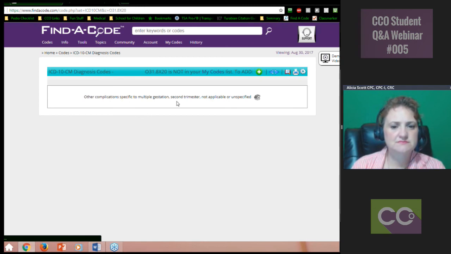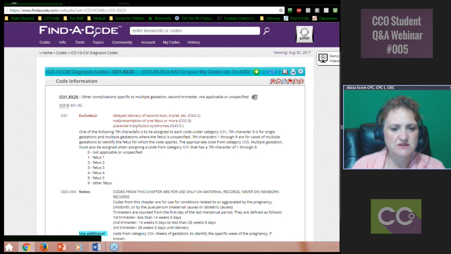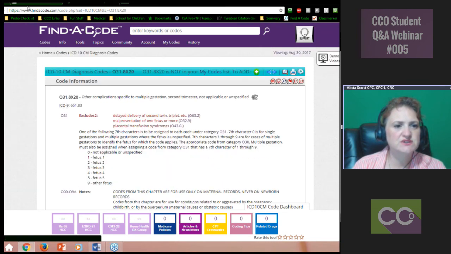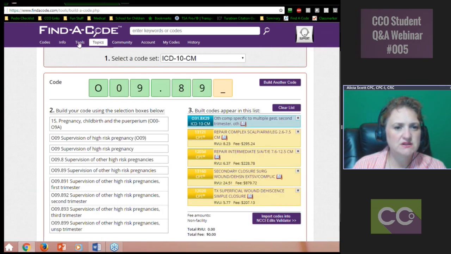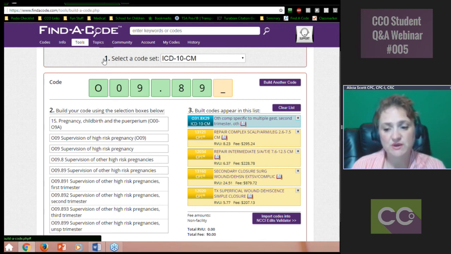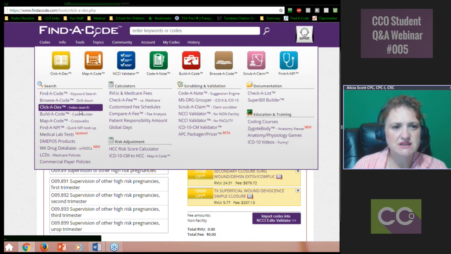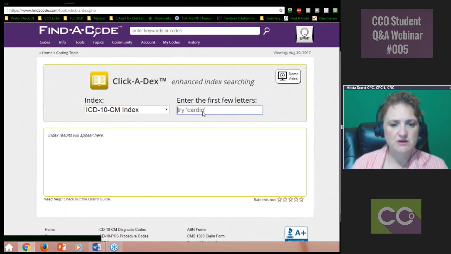I'm looking to see if anybody else found it. No. Find-a-code is awesome about giving us that. Don't forget you have to get the weeks of gestation. Okay, so let's go to a different tool. Instead of build a code, this is the last thing we're going to do before we wrap up tonight because it's 7 o'clock. We're going to click Index. We're going to do ICD-10, and if this doesn't go quickly, we won't do it because I want you to get out on time. That's very important. And that gives you plenty of homework, right?